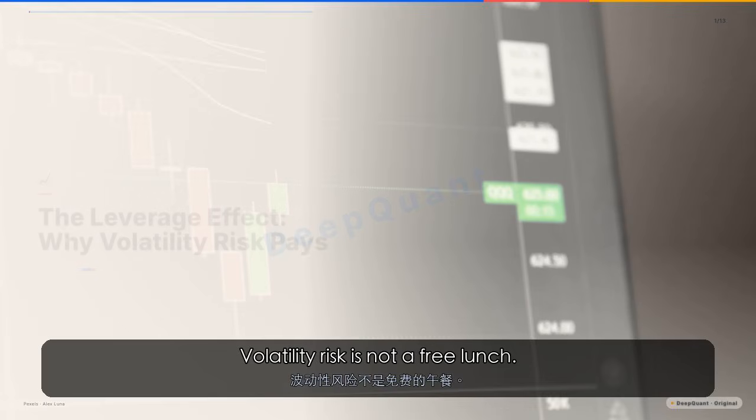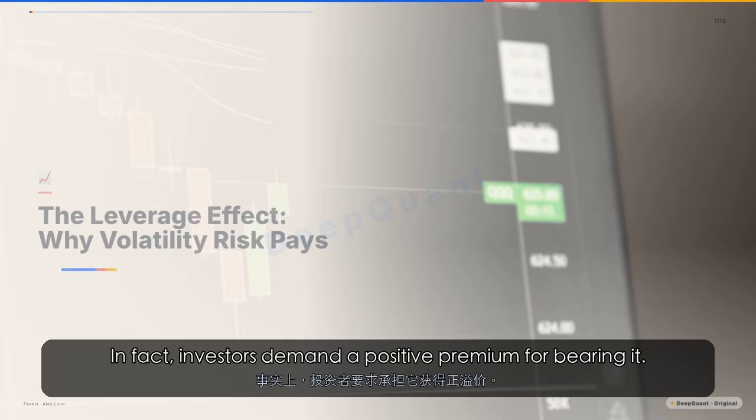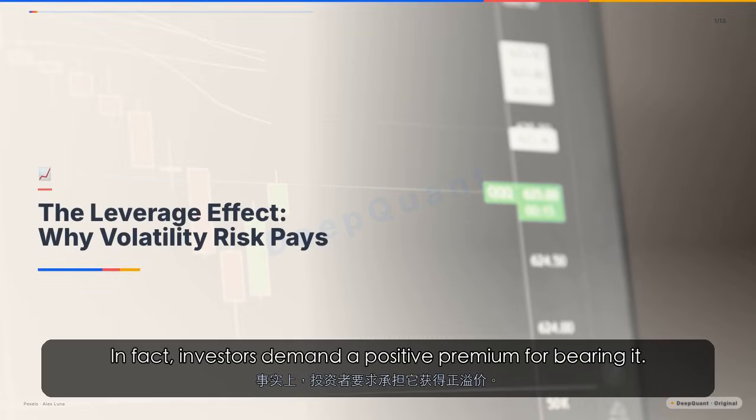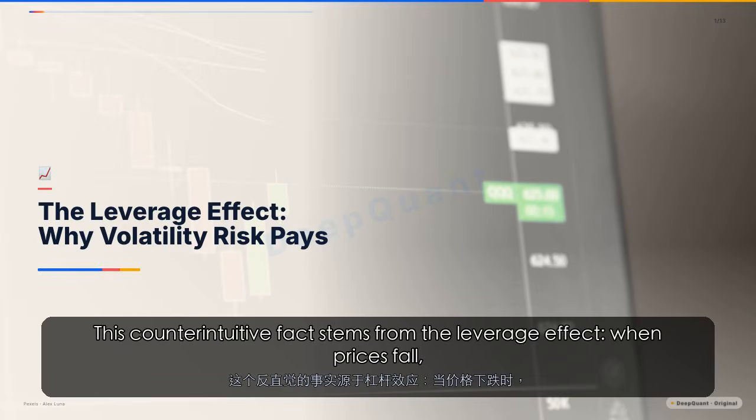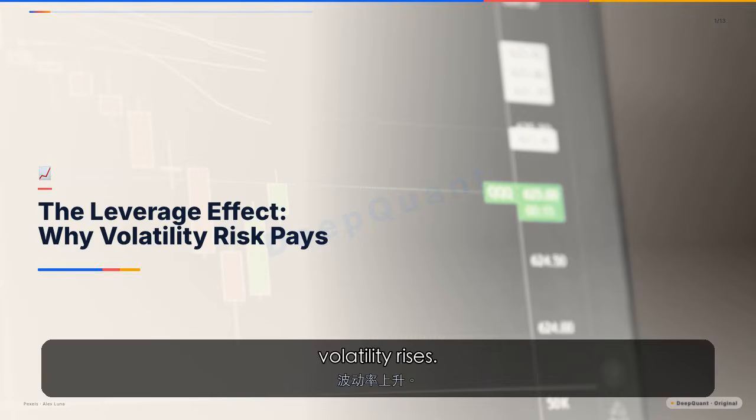Volatility risk is not a free lunch. In fact, investors demand a positive premium for bearing it. This counterintuitive fact stems from the leverage effect. When prices fall, volatility rises.